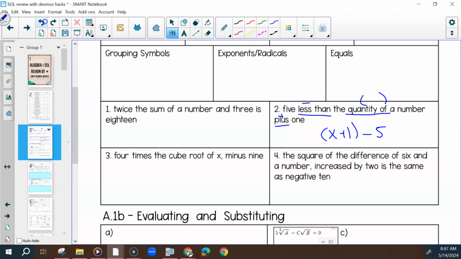Translating is not something you can do in Desmos. You have to know what you're looking for, how to translate it. 1 to 10, probably 1. That's a 2B. A2B. So A2B number 10.